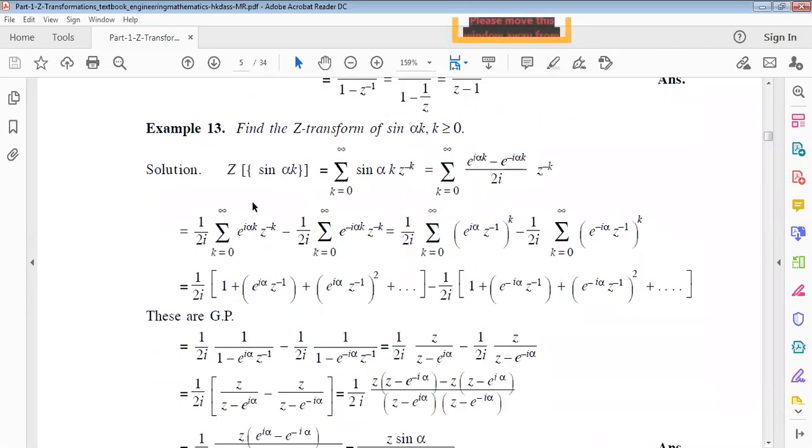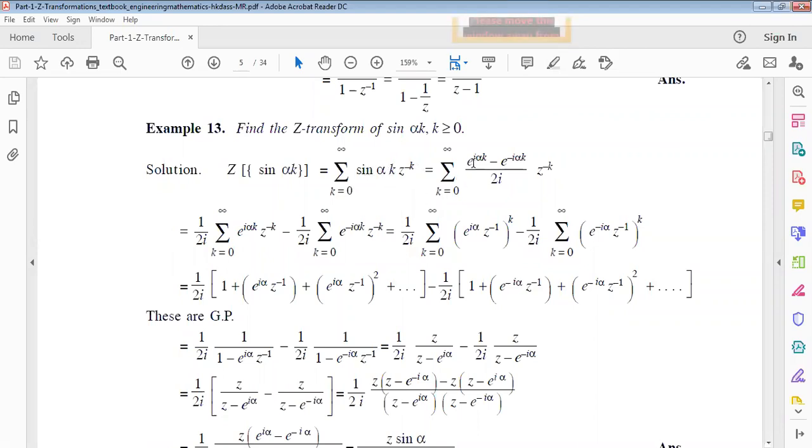Similarly, the Laplace transformation of sine alpha k. This is the sequence sine alpha k given for k non-zero. Non-zero means what? 0 to infinity. Summation from 0 to infinity of sine alpha k into z to the power minus k. Z to the power minus k comes from where? Definition. And this is the given function of sequence.